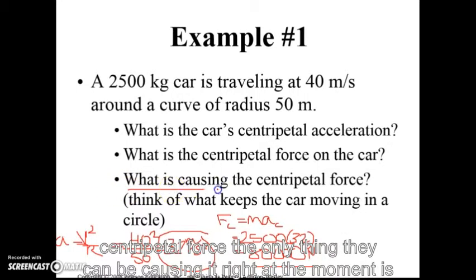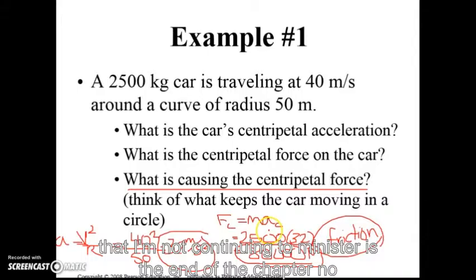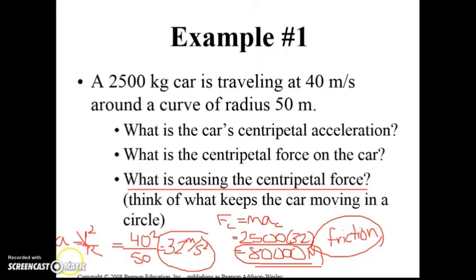And then the question here, what is causing the centripetal force? The only thing that can be causing it right at the moment is friction. It's friction, and I better have that much friction, because if I don't have that much friction, I'm not continuing to move in a circle. I will go in a straight line. And that is the end of the Chapter 8 notes.